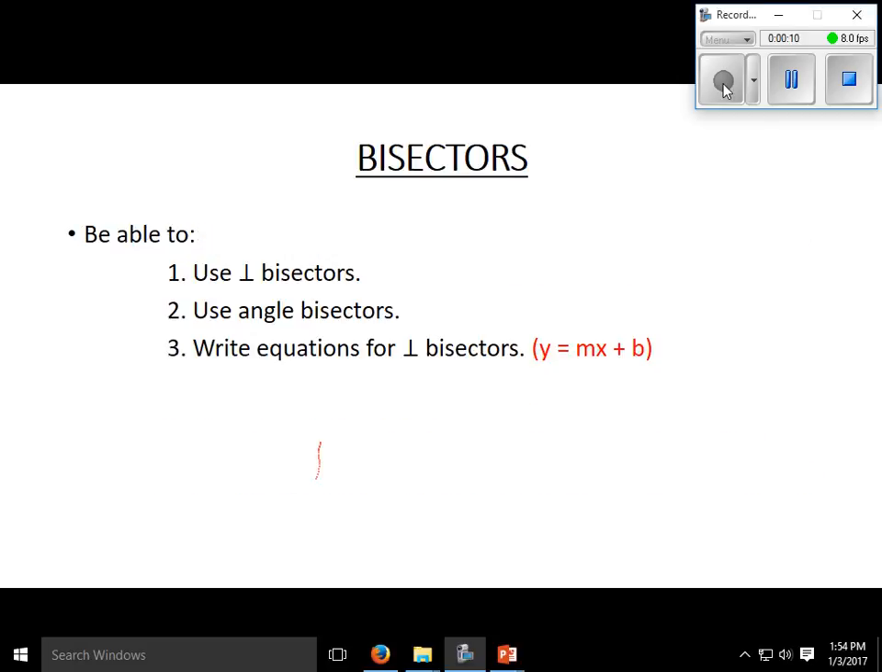Slope intercept form, we're going to use that. Right at the very end of class today, we're going to learn how to write these equations for perpendicular bisectors. Actually, write the equation for a line on a graph. This is chapter 6. Just write down that title. I'm getting ready to switch the slide.